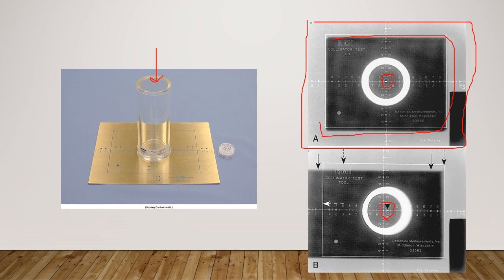We're checking to see if the collimation is off by plus or minus 2%. We can see the top image is actually in really good shape, but the bottom image is off likely by more than 2% of the SID.